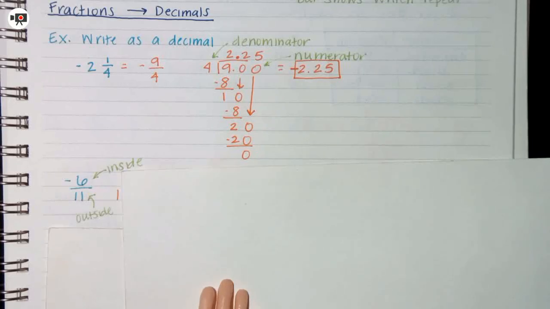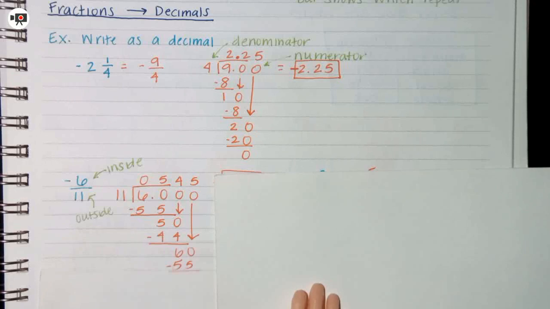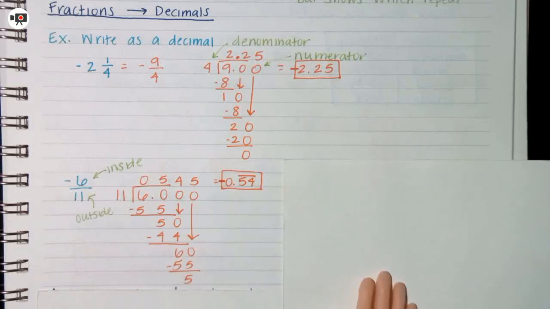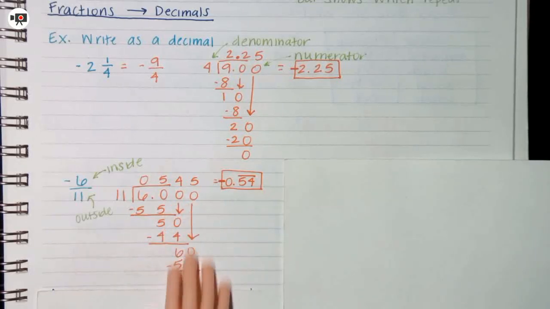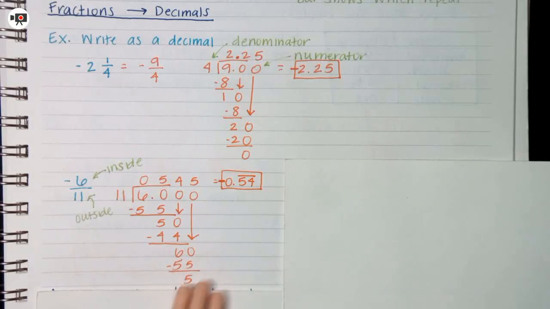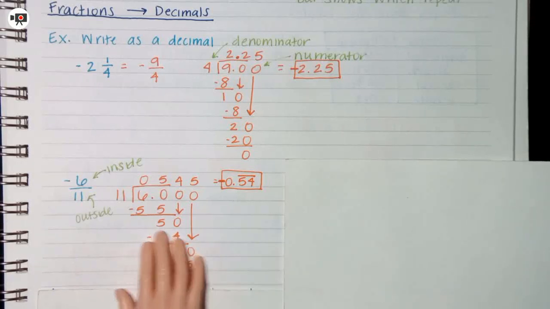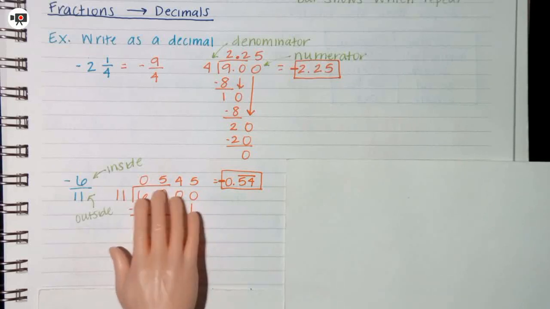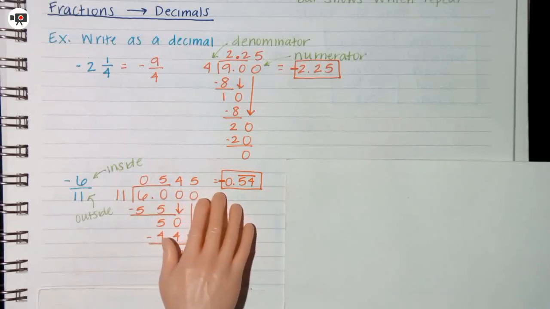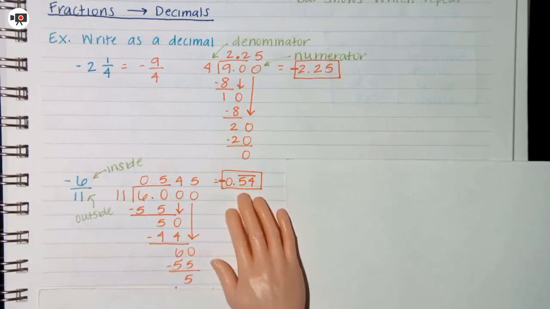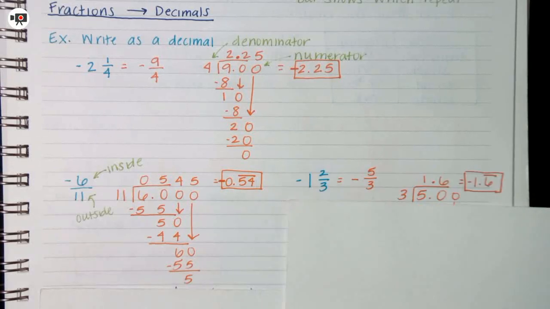To rewrite negative 6 over 11 as a decimal, I'm going to do long division, and I can see that I get a pattern here, because I get 60 minus 55 is 5, and I already did that at this point, so it's going to be 5, 4, 5, 4, 5, 4. So I put a line over the 5, 4.